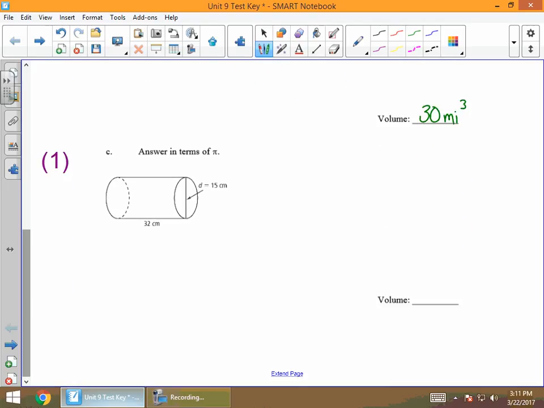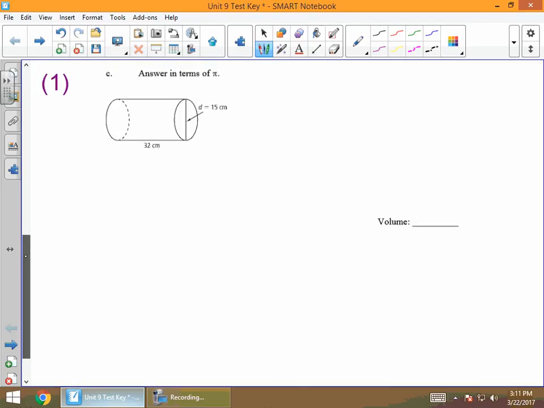All right, and then part C, the last part here. Part C, this has a circle in it, so of course we're going to have pi. This is called a cylinder, and the volume of a cylinder is the same thing. It's area of the base times height. However, the area of a base is pi r squared. So that is area of a base, so the area of a circle. So here I see the diameter is 15. So that means my radius here is 1/2 of 15, which is 7.5.